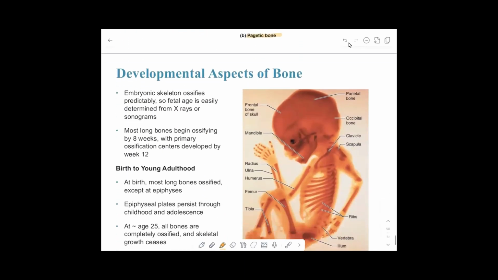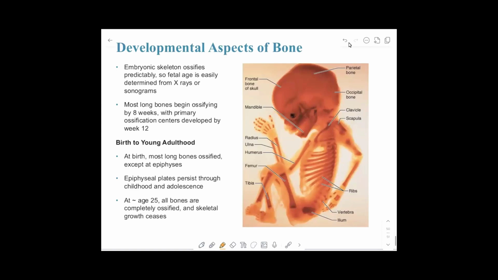Our next slide shows the development of the bone. And this is an interesting image because the embryonic skeleton ossifies. So the fetal age is easily determined by x-rays or sonograms. Most long bones begin ossifying at 8 weeks, and the primary ossification centers are developed by week 12.